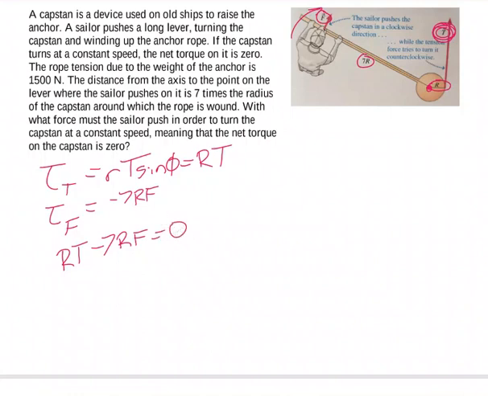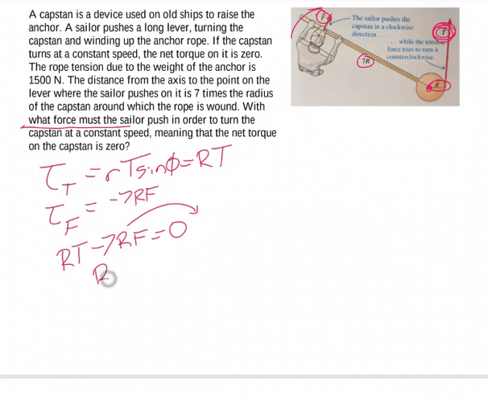Okay? Now, I want to solve for what? R. Wait, no, you want to solve for the force. Right. The point of the question was, with what force must the sailor push? Okay? So we want to solve for F. So what I'm going to do is move this term over here so that it's positive.